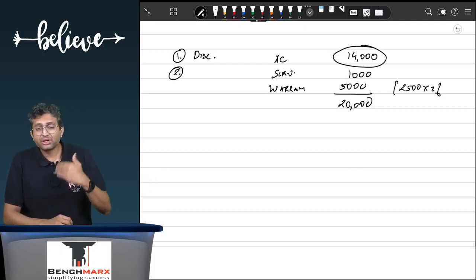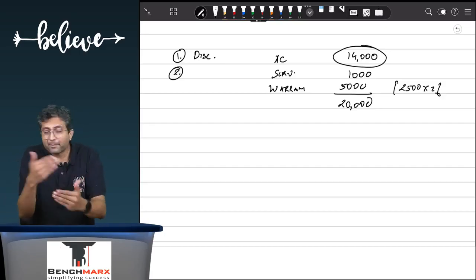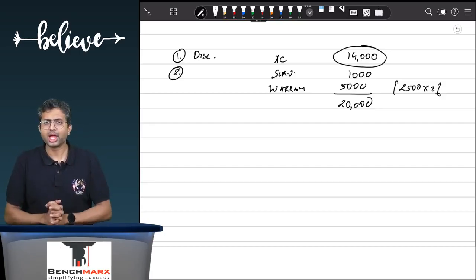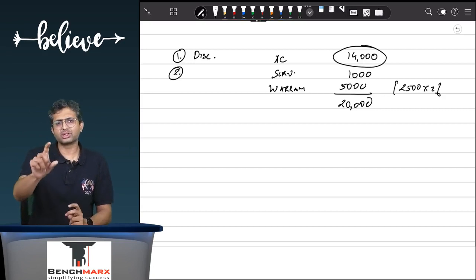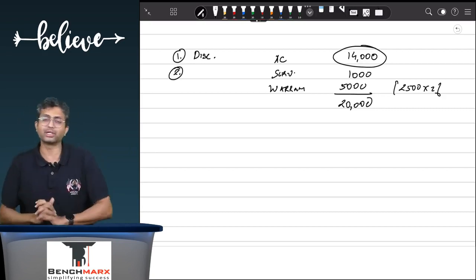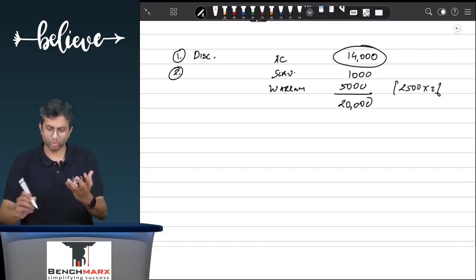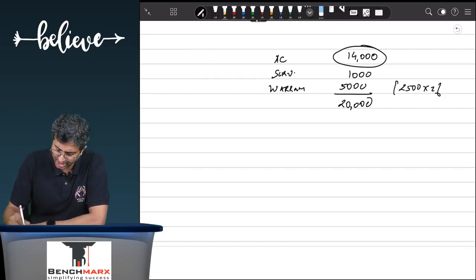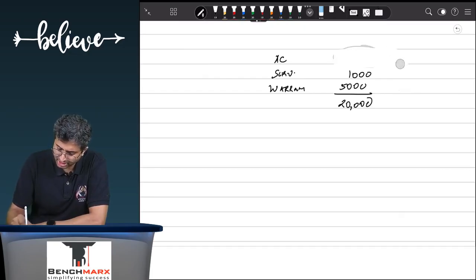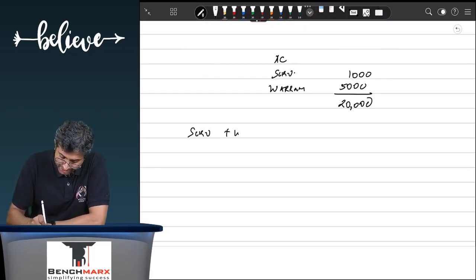However, if a separate combo is sold and that is having a particular discount allocation, then you will first allocate the discount to the combo. Like for example, in this case, let us say there is servicing and then there is warranty. However, a combo of service plus warranty, both of them together, is available, let us say, at 5,000 rupees.